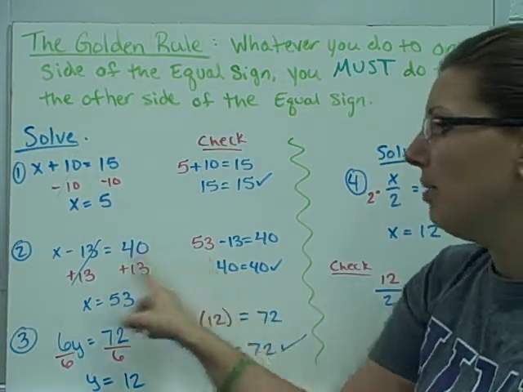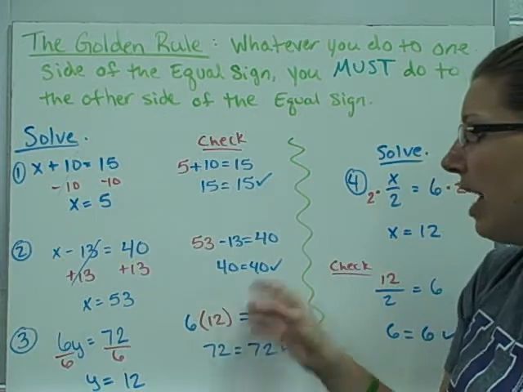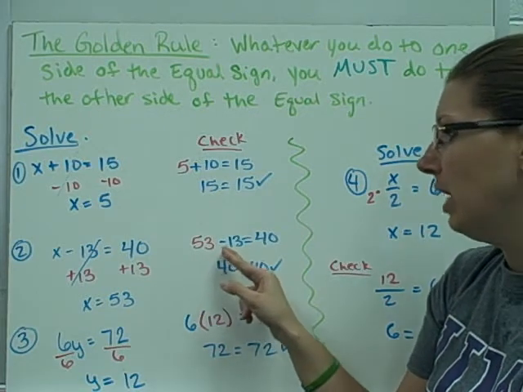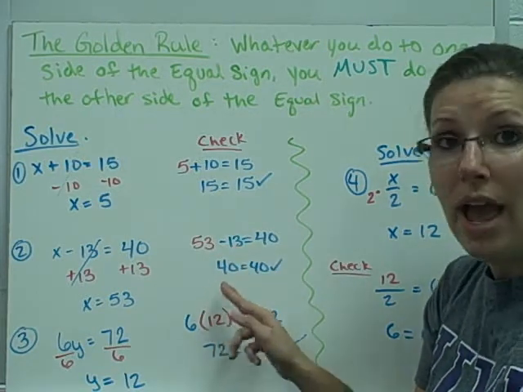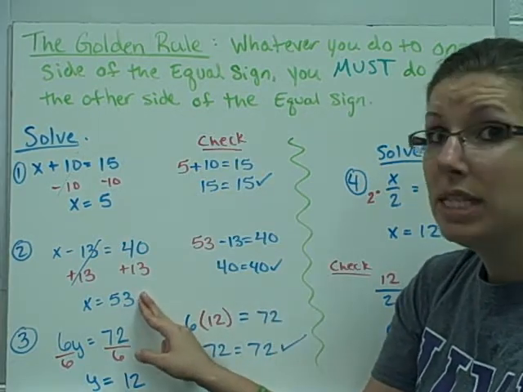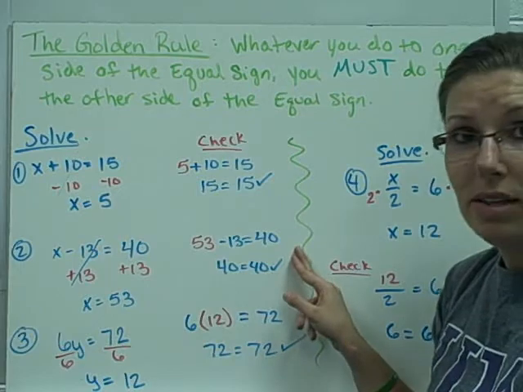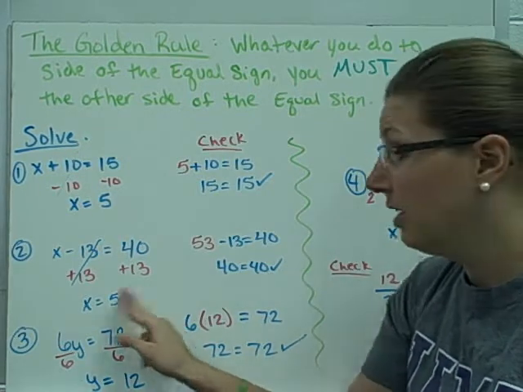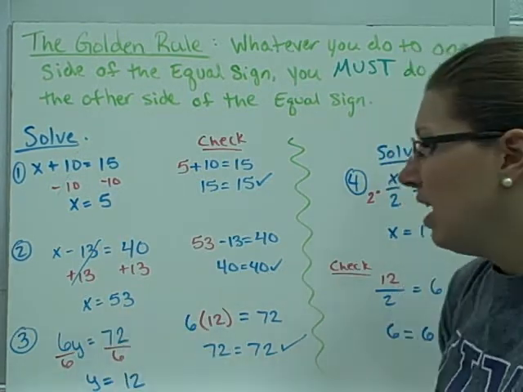I plug in 53 where x was in the original problem, and then I simplify. 53, take away 13 is 40, and that's what I needed it to be. This is a true statement, so 53 is my solution. This is not my solution over here. My solution was x equals 53.